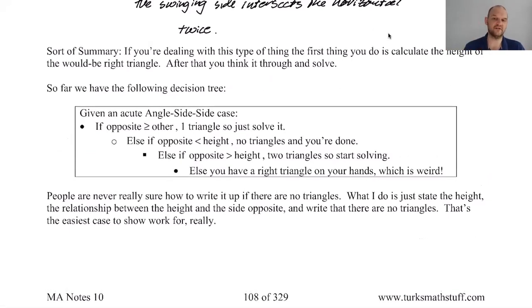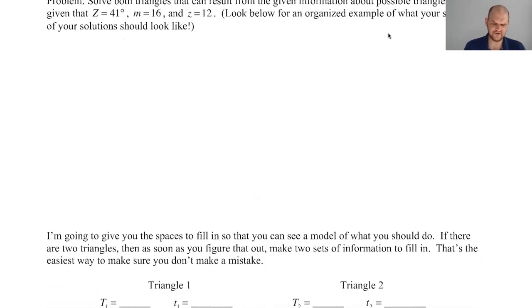If so, two triangles, because then you have height as the smallest thing, opposite is next, and then the other given side is the biggest. If you have that inequality, then you have two triangles. It's also possible that the side opposite is exactly equal to the height. It's possible, but never happens in practice, because then you have a right triangle.